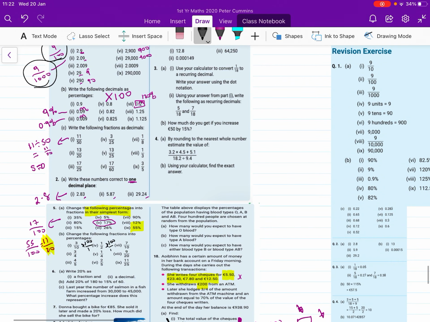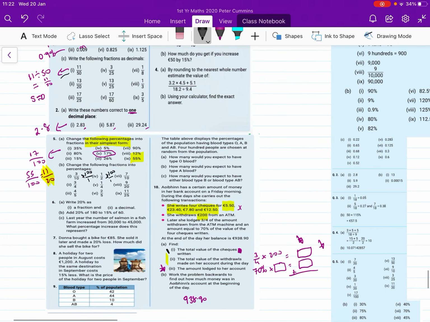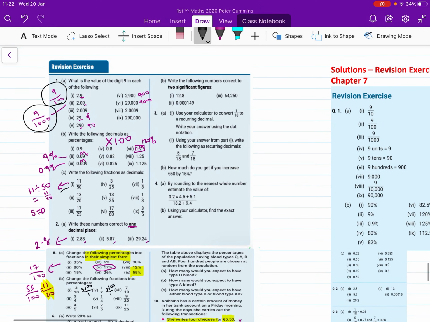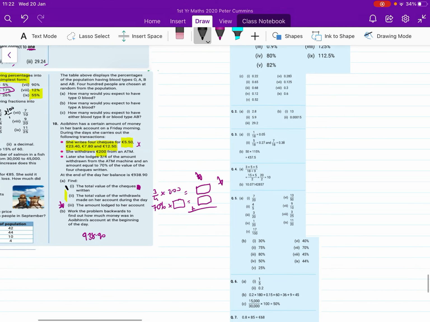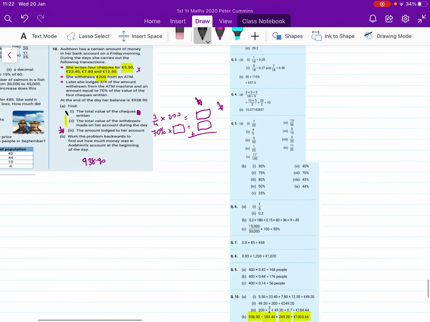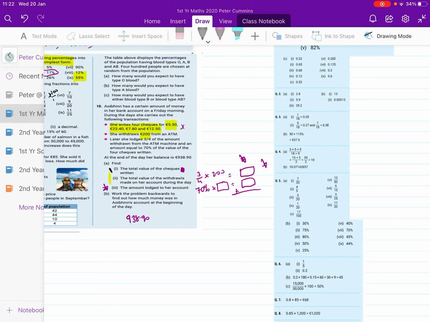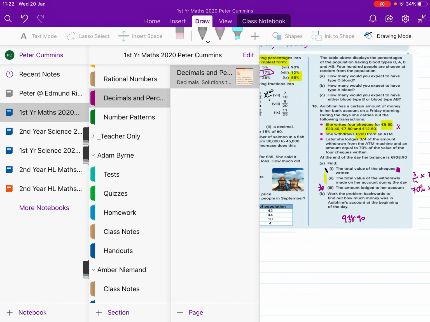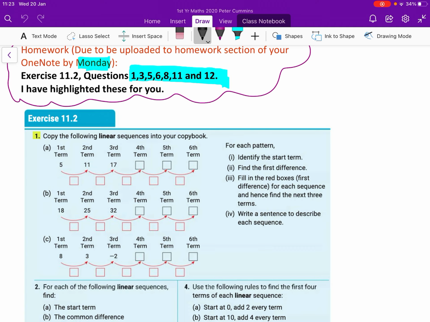And I went through here how you change from a fraction to a decimal, and I did out some of the solutions to the questions. But what I want you to do is go back to the revision exercise you did last week, and use the solutions here to correct your homework in the homework file on OneNote.